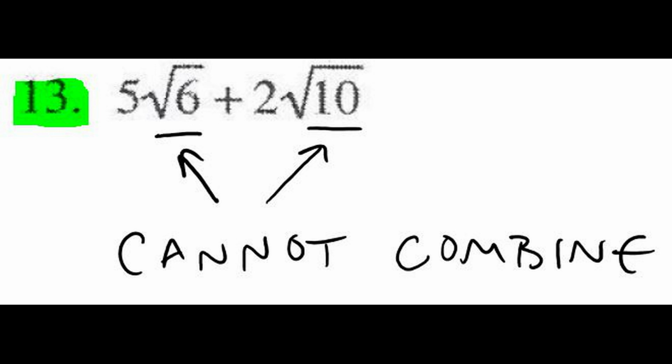Well, since one of them is 5 times the square root of 6, and the other one's 2 times the square root of 10, you can't do anything to this. So we just say, you can't combine this. There's nothing to do. So we just leave this alone.